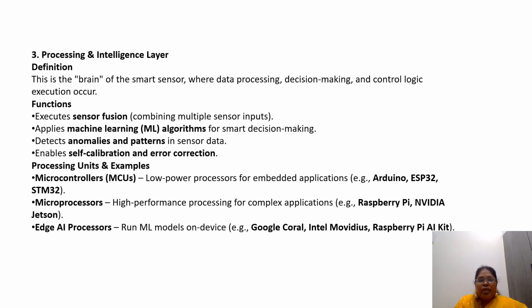So for that we are using microcontrollers, microprocessors and edge AI processors. The microcontroller is used as a low power processor for embedded applications, for example Arduino and ESP32. For microprocessors we can use Raspberry Pi and NVIDIA. For edge AI, you have to use Google Coral and the Raspberry Pi kit as well.